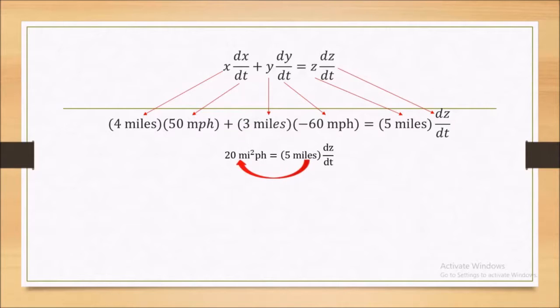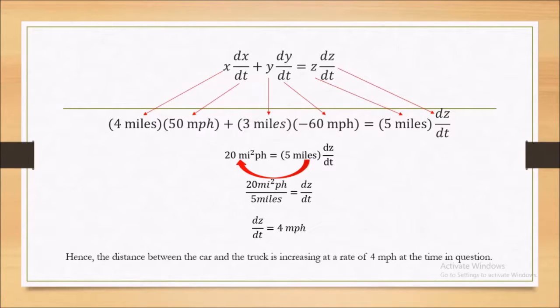Next, we move 5 miles to the left so we can divide. So, the final answer for dz/dt equals 4 miles per hour. Hence, the distance between the car and the truck is increasing at the rate of 4 miles per hour at that time.